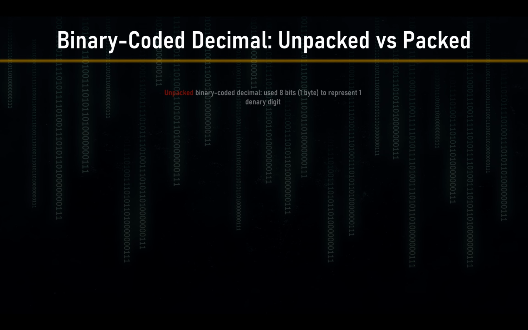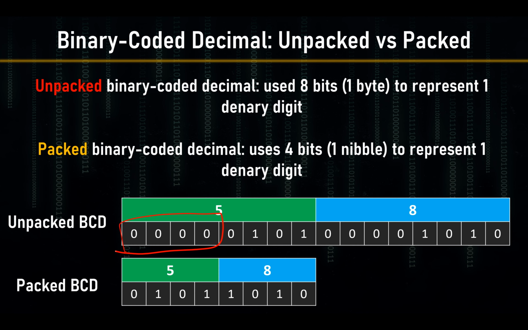So for unpacked, if we're looking at 58, we can say that these first 4 bits, this first nibble, is basically just redundant. Likewise for this next digit, again just redundant. So obviously, as you can tell, it's just wasted space. Then if we look at packed BCD, we can say that all of the bits are going to be contributing. There's no redundant or wasted bits.